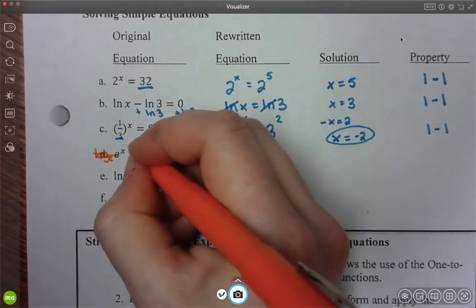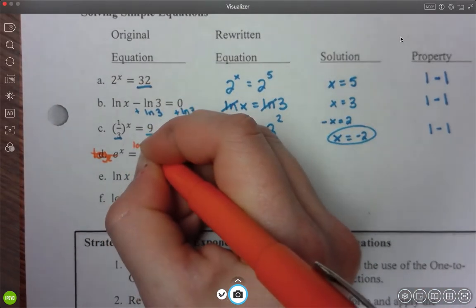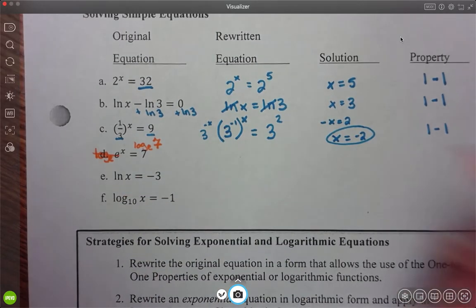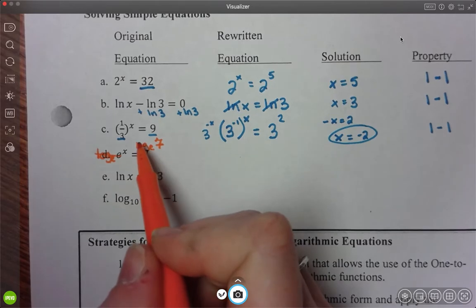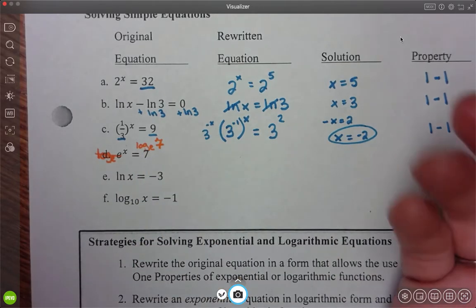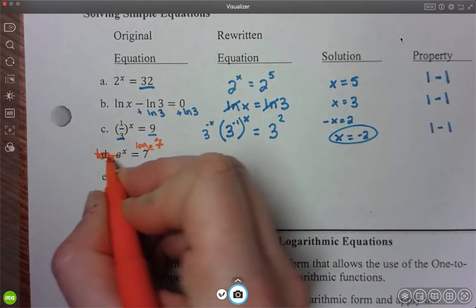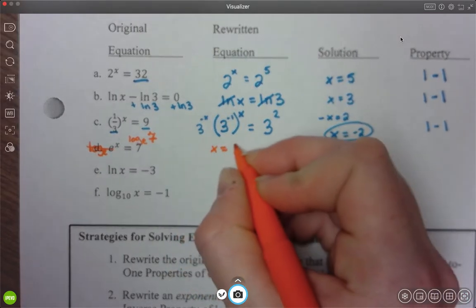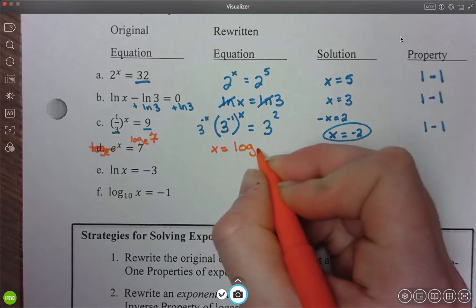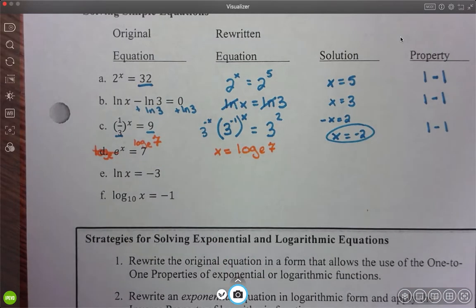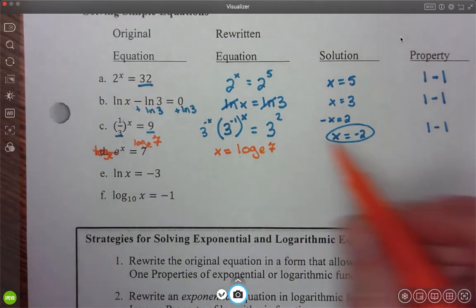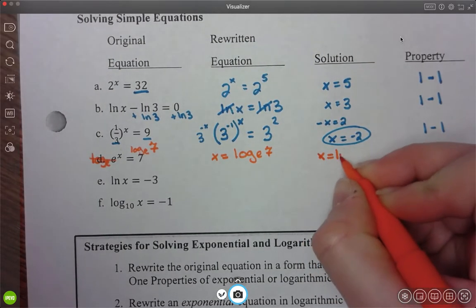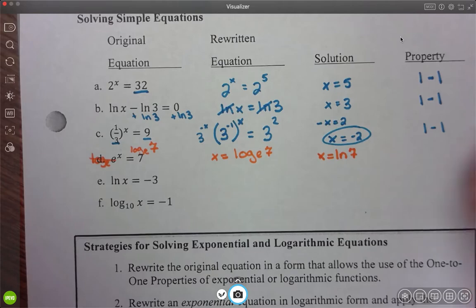Log base e, but if I do that log base e to one side, I have to do the log base e to the other side. So this would be log base e of x equals log base e of 7, right? And then the log base e's can cancel out with each other, so I would just have x equal to log base e of 7. But remember that log base e is also the same thing as ln, so x would be equal to ln of 7. And that was using an inverse property.